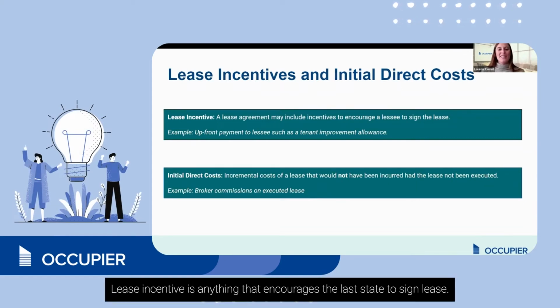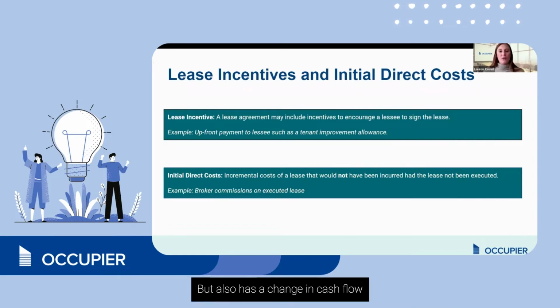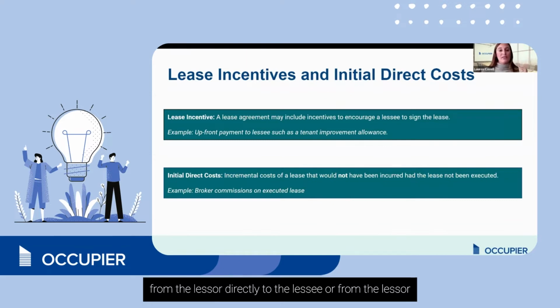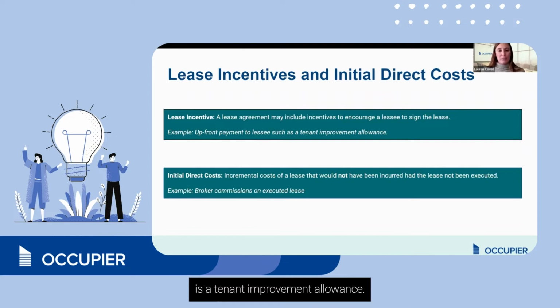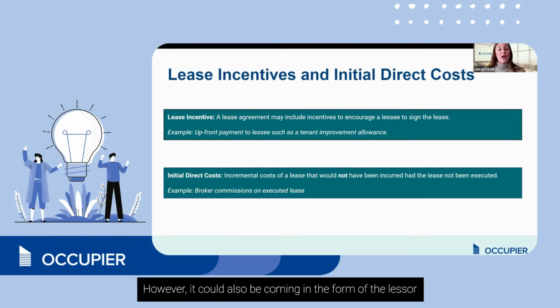A lease incentive is anything that encourages the lessee to sign the lease, but also has a change in cash flow from the lessor directly to the lessee or from the lessor to a third party on behalf of the lessee. The most common form of this within a real estate lease is a tenant improvement allowance. However, it can also come in the form of the lessor paying for the lessee's moving expenses or even buying them out of their original contract.